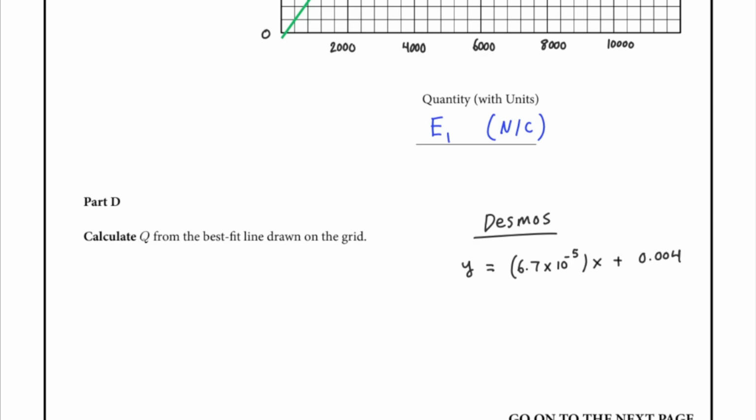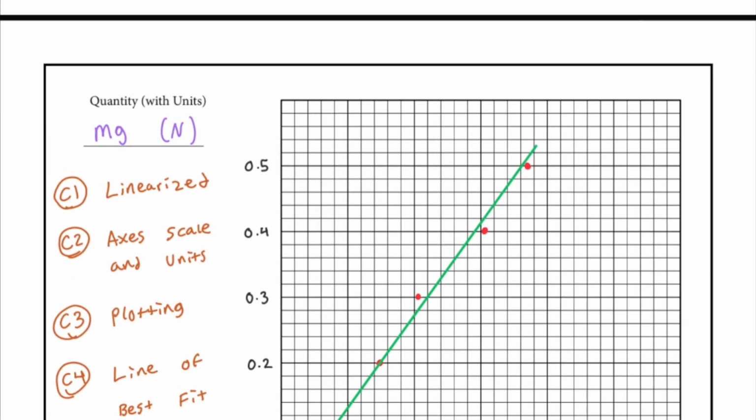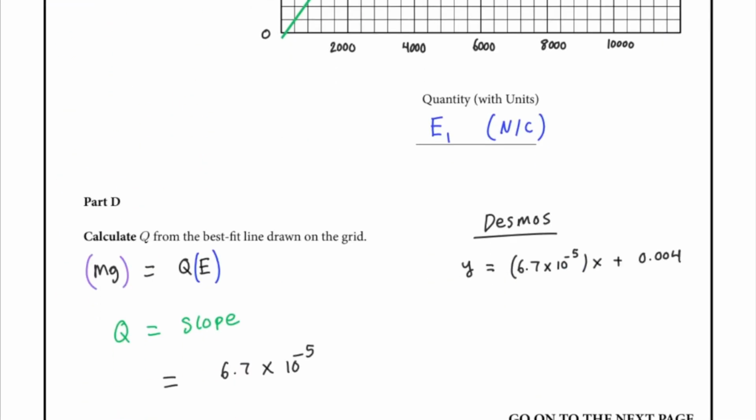So we want Q. Based on the relationship we graphed, we said mg was equal to QE. So if we graphed mg on the y-axis and E on the x-axis, that means Q is just the slope of the best fit line, which is this 6.7 times 10 to the minus 5. And my units would be newtons divided by newtons per coulomb, which gives me coulombs. And for 6-7 enjoyers, we could write this as 67 microcoulombs.